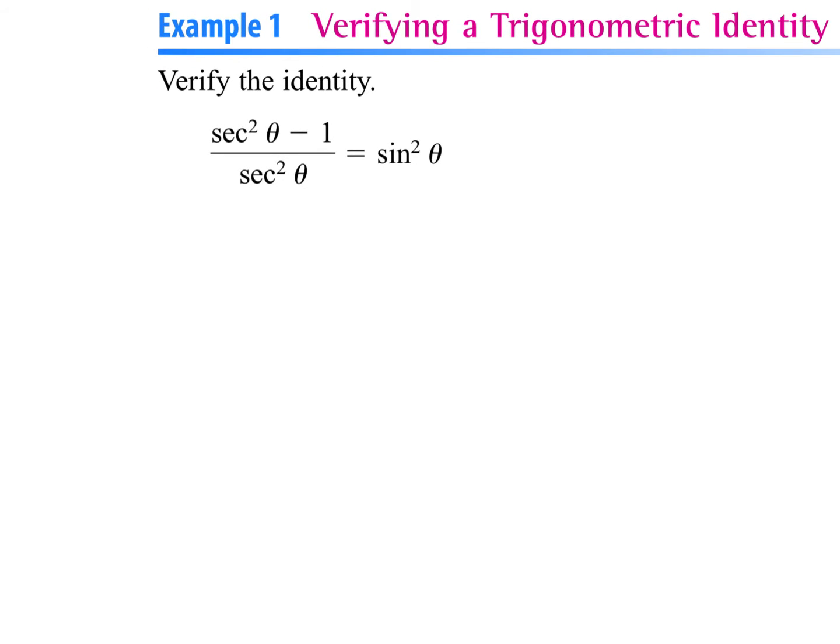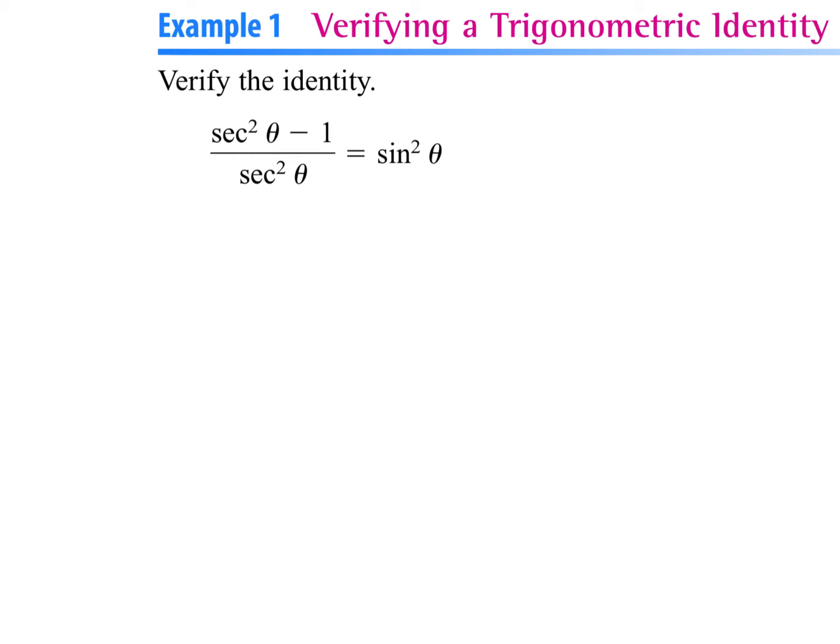You're verifying the identity. They gave you this example, and they said secant squared minus 1 divided by secant squared equals sine squared. That is a true statement. So you are going to go through the mathematic proof to show me why those two things are equivalent, why they're the same. Okay? These problems, you might have 4 or 5 steps. You shouldn't have more than that. If you do, then you kind of went the long way, which again is okay. But you shouldn't have more than, I'd say, 4 or 5 steps.